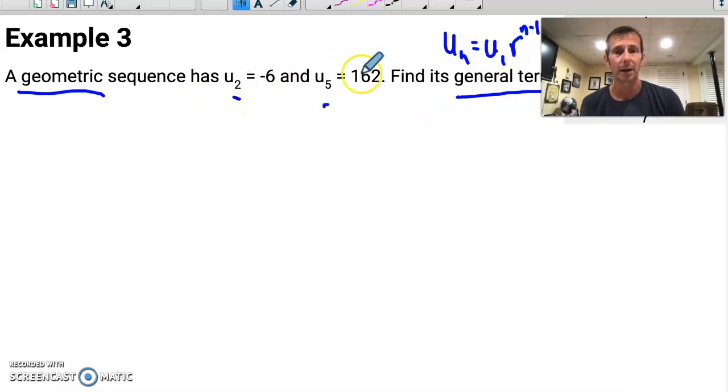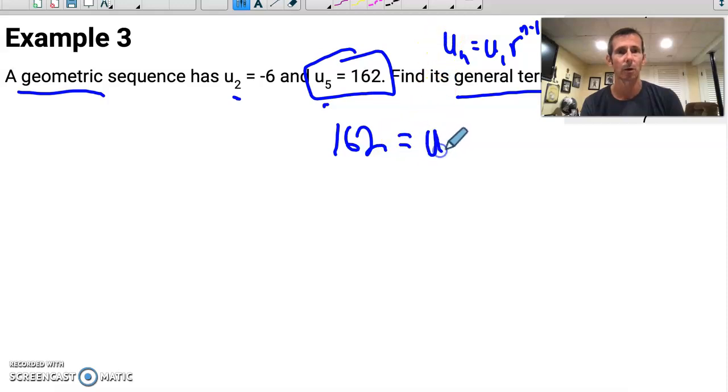So I don't have it. If I knew the ratio, I could go backwards one to find the first term, but I don't. So I am going to use this formula and I'm going to plug this into it. So the fifth term right here is 162. The term itself is 162.